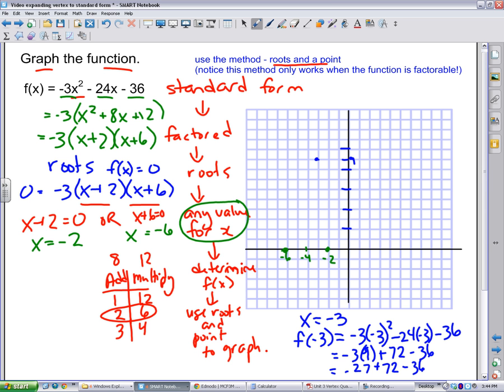I could have also put in an x value of -4, and it would have given me my maximum value. So this is enough that I can graph, but I also know that the step pattern is -3, so I can use this point and go up 3, 1, 2, 3, and know that my vertex will actually be at -4, comma, let's see, 10, 12. So then I have these points, and I have my graph.